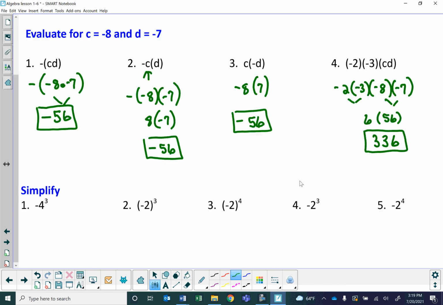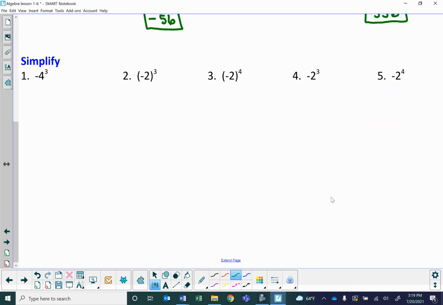Okay. Now, these negative signs are going to become very critical when you start dealing with exponents. Number 1 here says -4 to the third. It actually reads the opposite of 4 to the third. It's not negative 4 to the third, it's the opposite. Opposite and negative basically mean the same thing.